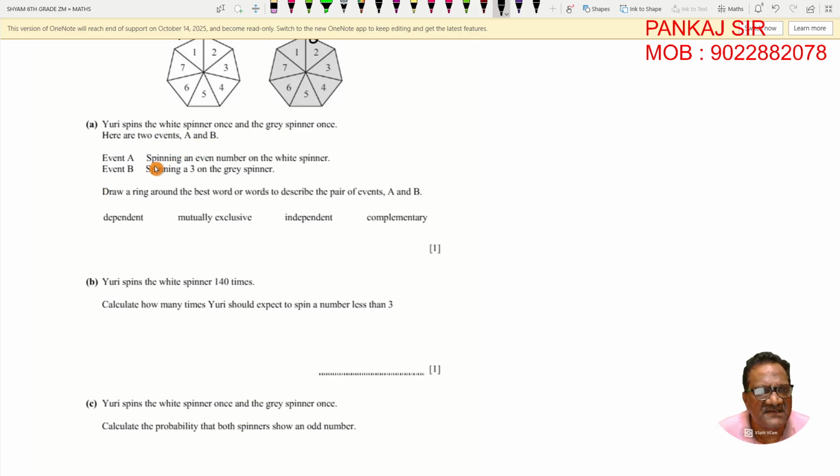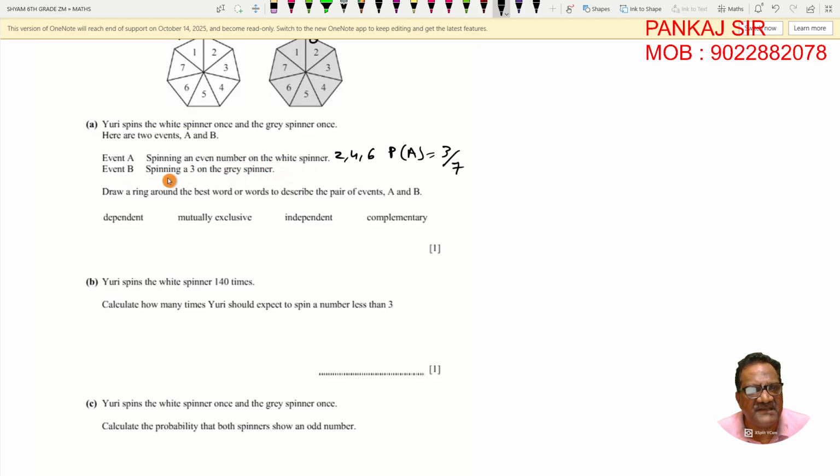Event A is spinning an even number on the white spinner. So on the white spinner, how many even numbers do you have? You have 2, 4 and 6. There are 3 elements. So the probability of event A will be 3 over, how much is the total, 1 2 3 4 5 6 and 7, 3 over 7. This is the probability of getting an even number on the white spinner.